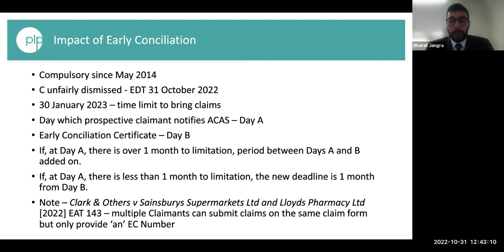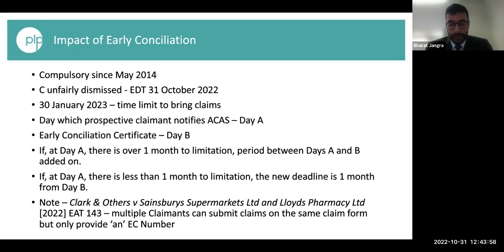If there's over 1 month to limitation and the claimant notifies ACAS, then the days in between, day A and day B, are added on to the final period for limitation. So, for example, with these dates, the 31st of October, day A is, say, the 8th of November, and day B is the 28th of November. Those 20 days in which the case was in early conciliation are added on to the final period for limitation. So rather than having the 30th of January 2023 being the time limit, that would then extend to the 19th of February 2023.